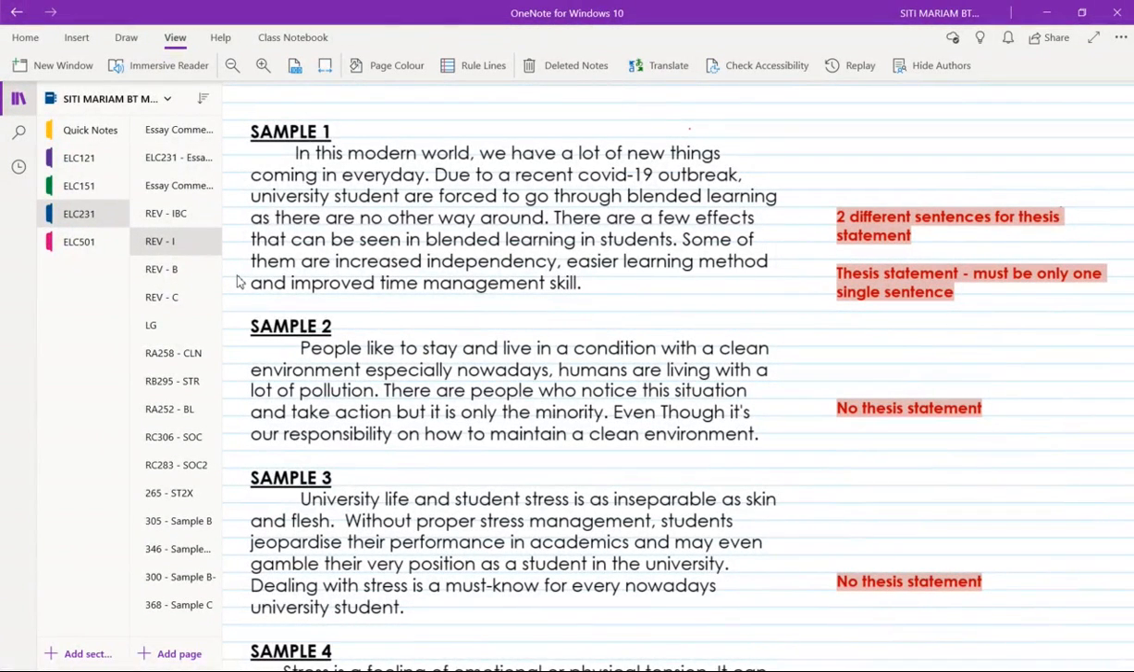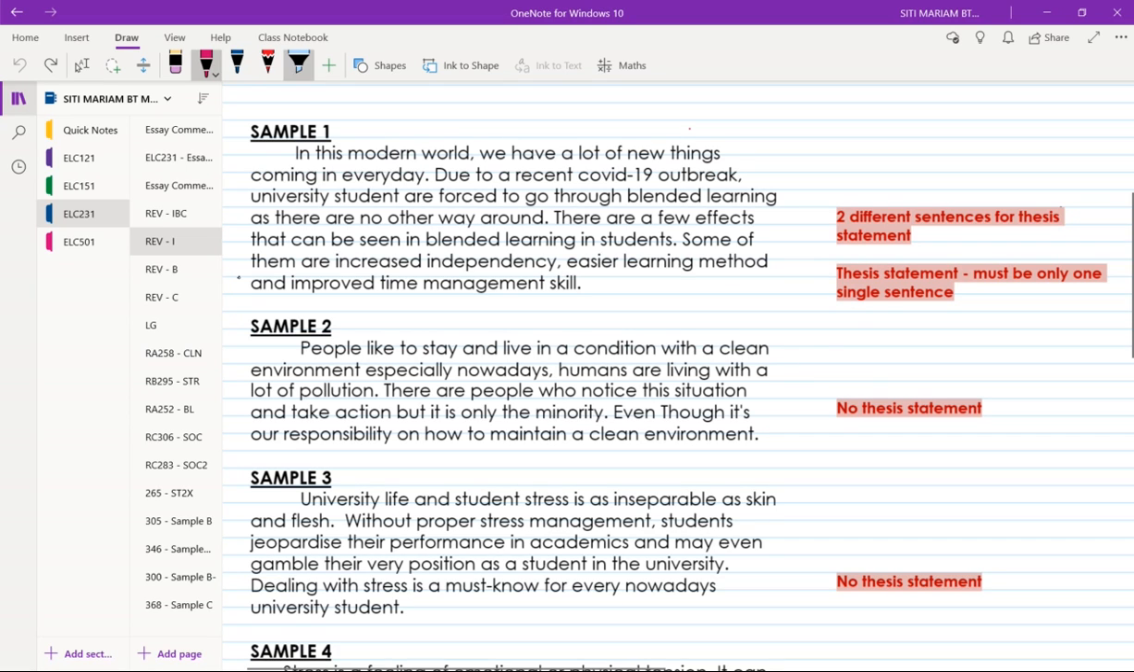Alright, now let's take a look at a few samples of introductory paragraph. So later on you'll be able to see the different issues highlighted in the samples. So sample 1. What happened here is that there are two different sentences for thesis statement. Remember, for your thesis statement you must only have one sentence. Okay, so it's either general or specific.